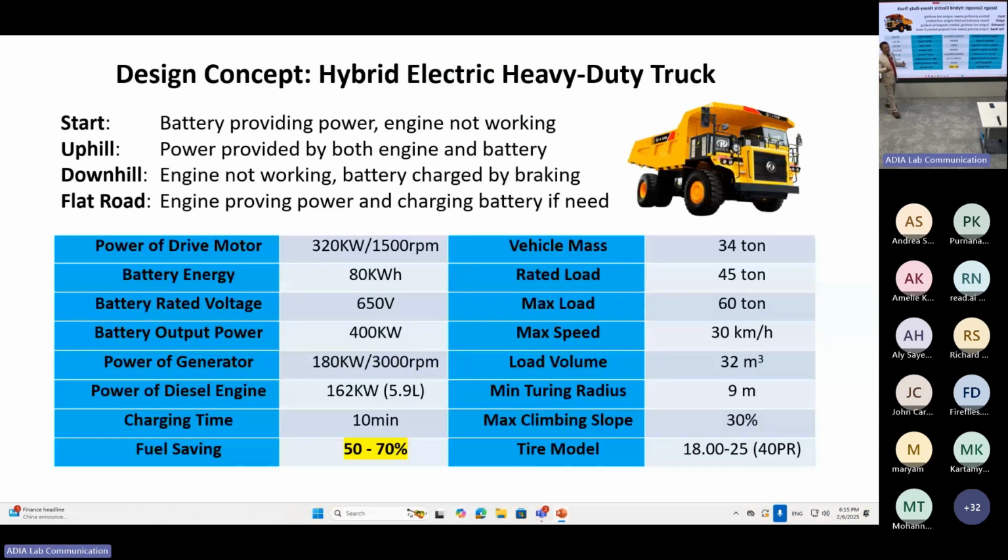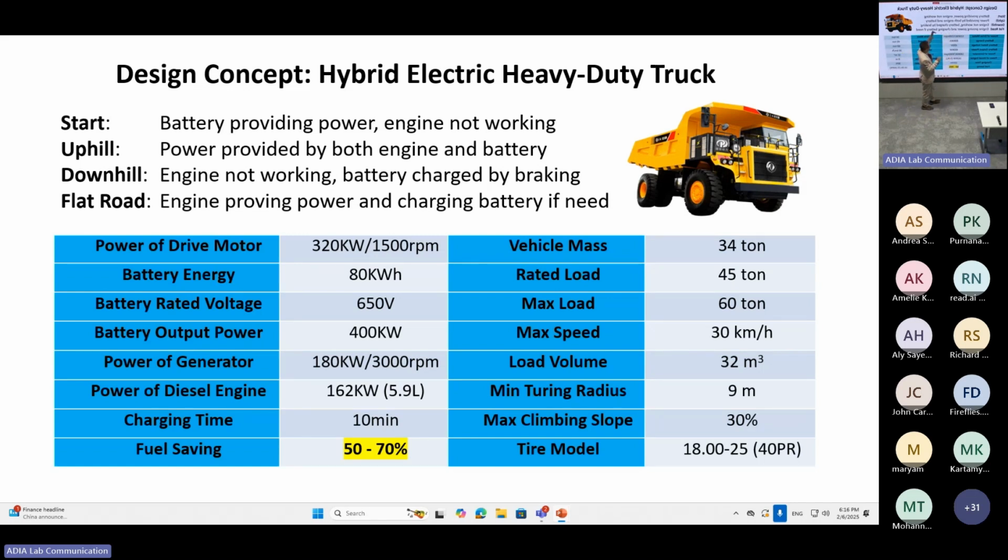So we made a design. How do we really change the curve? Change the curve means implementing renewable clean technology in that particular sector. So we designed a hybrid electric system, the battery system plus a small diesel engine. For example, for the startup, our design was battery providing power, engine not working, uphill. But for mining in particular, we need big power, so the battery is not enough. We have the small engine working also.